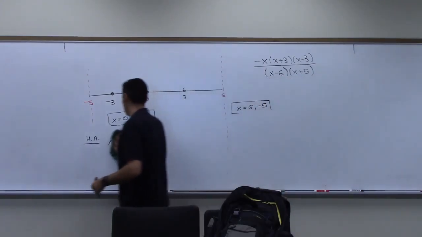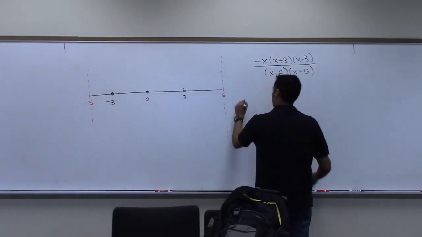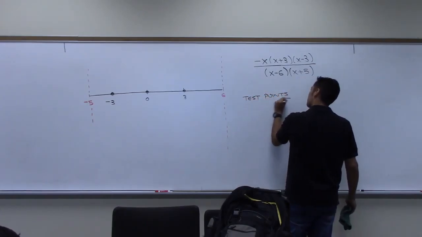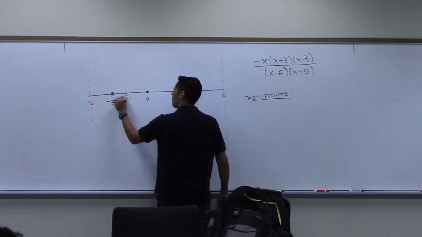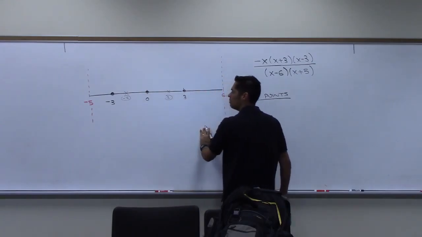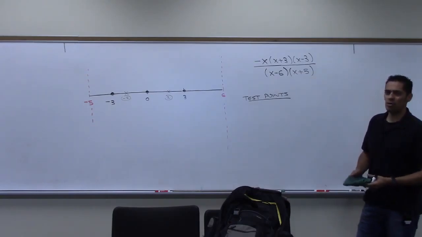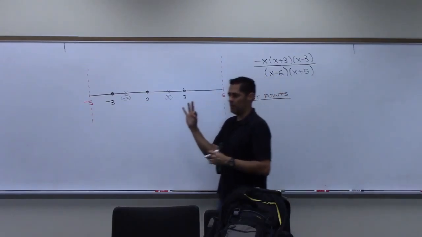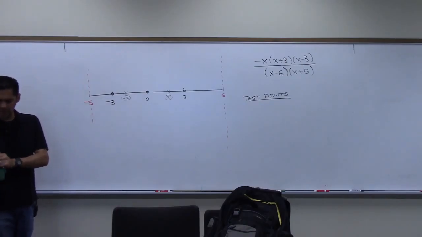Okay? So next would be test points, right? Tell me what test points you want to use. -2. Okay, -2 would give you one in between these two. And isn't that all we really need, since we know it's going to go down and then up on the sides? No, we need a total of how many? How many x-intercepts do we have? 3. Verticals? 2. So one more than that, 6. You need 6 test points.